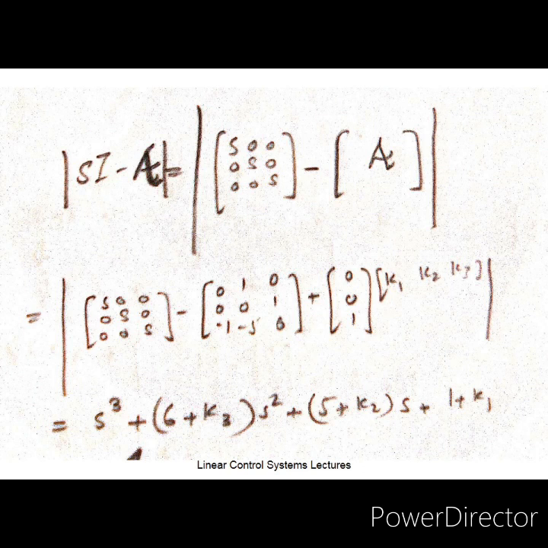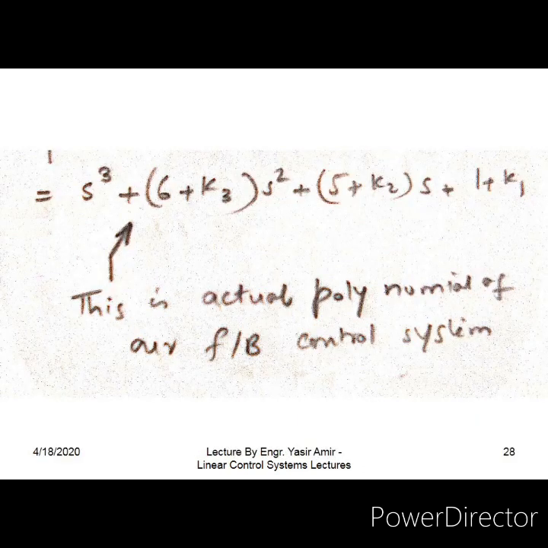Now you should do this working. Try to find the determinant of sI minus calligraphic A, and try to get this polynomial as shown in this slide in terms of k1, k2 and k3. The polynomial that we have obtained is the actual polynomial of our feedback control system, where we implemented the control u equals minus kx, and it has unknowns k1, k2 and k3. This is the characteristic polynomial of our feedback control system.